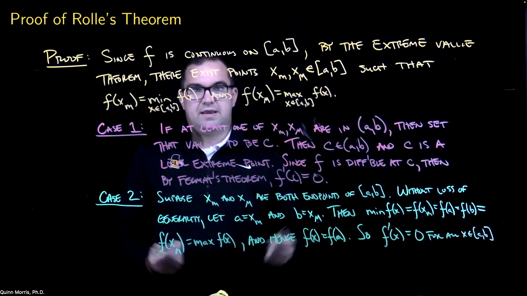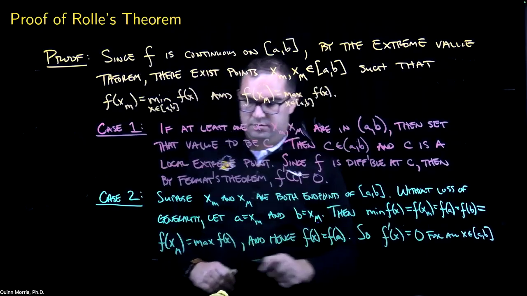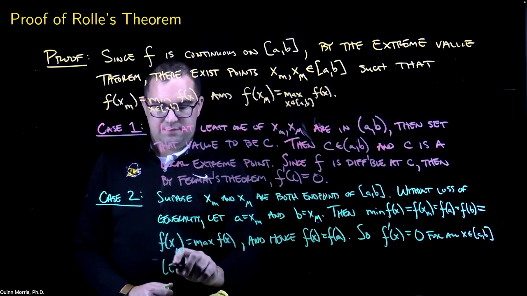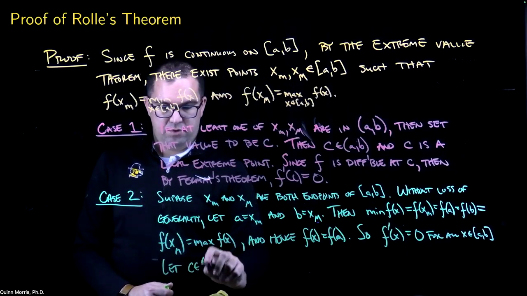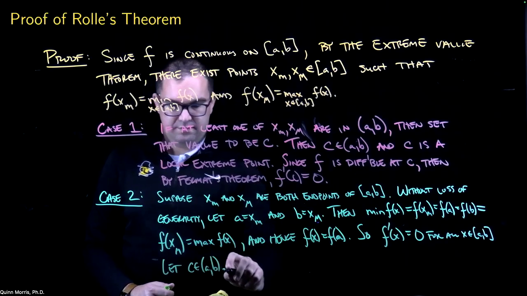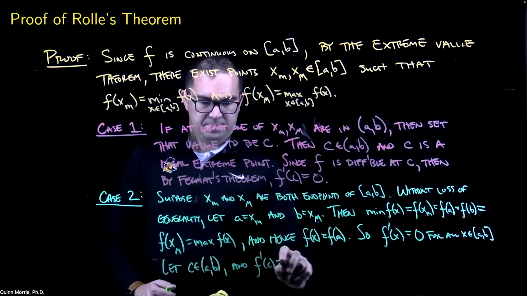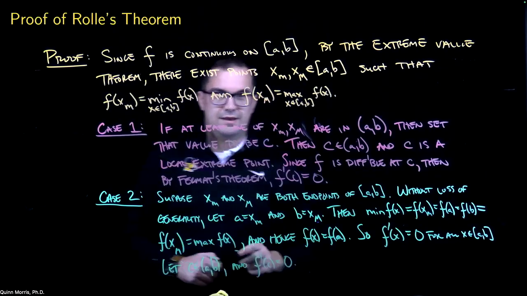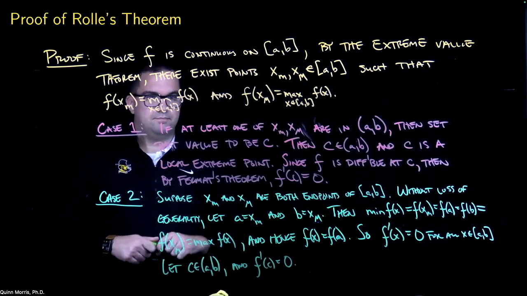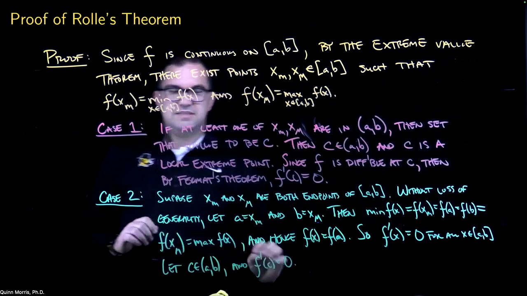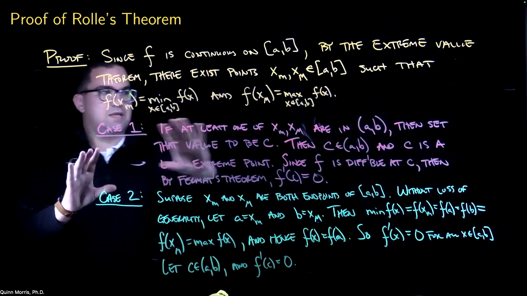Okay. And so pick any points you see you want. So let's see, be any point in the open interval AB, and f prime of c will be equal to 0 as desired. So what we see here essentially, these break us up into two cases.